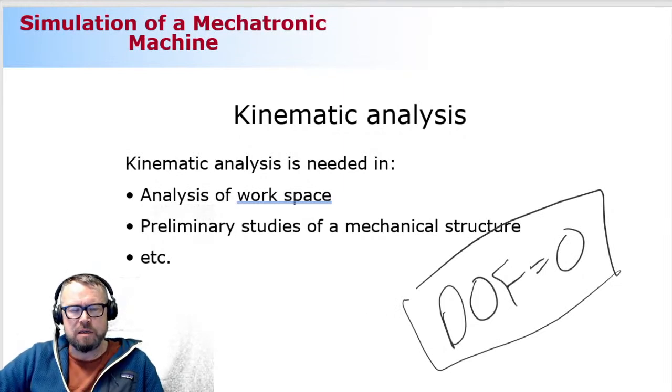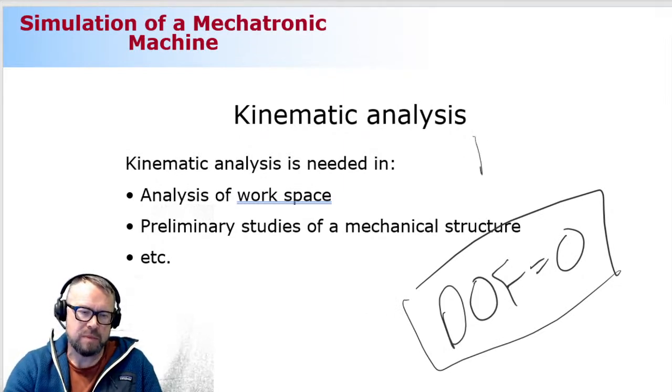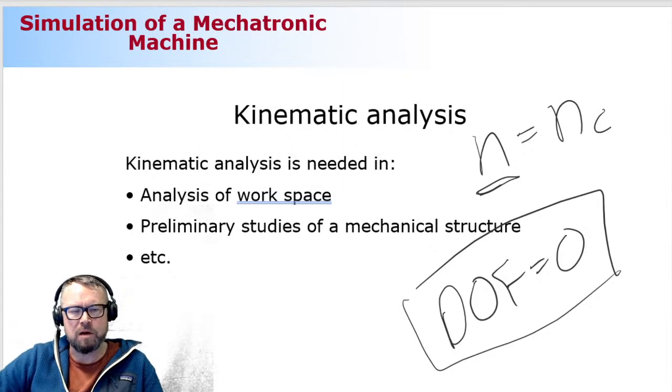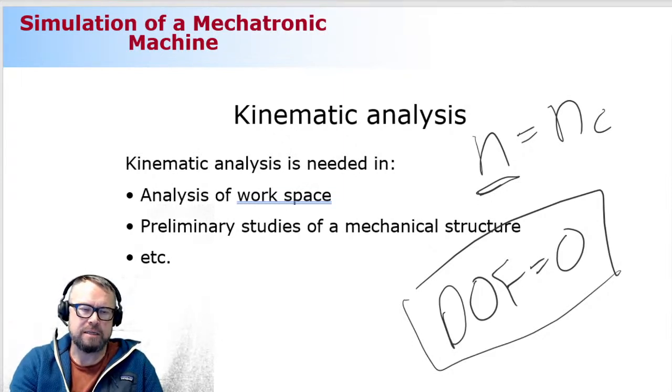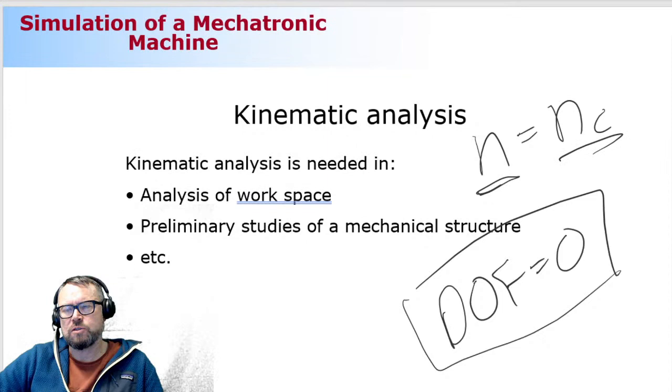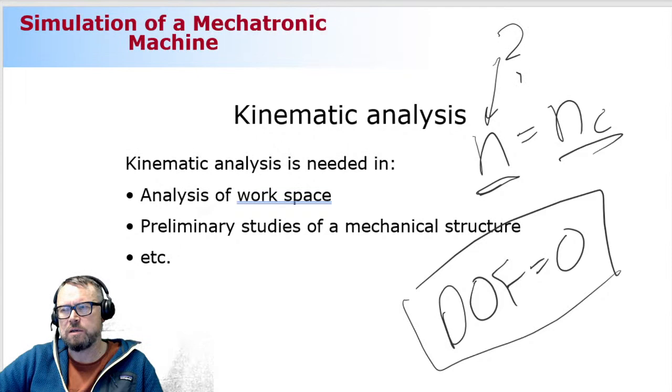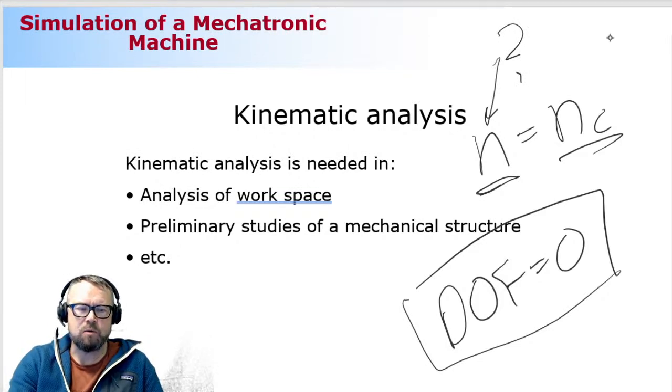That means that n is equal to nc. n is the number of generalized coordinates. nc is the number of constraint equations. Another way to interpret this is that the number of generalized coordinates, which are like our unknowns, the ones that define our configuration, is the same as the number of equations that can solve the unknowns.